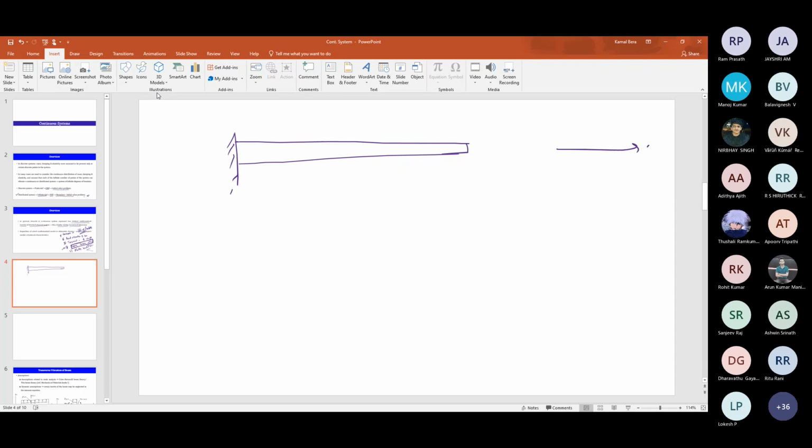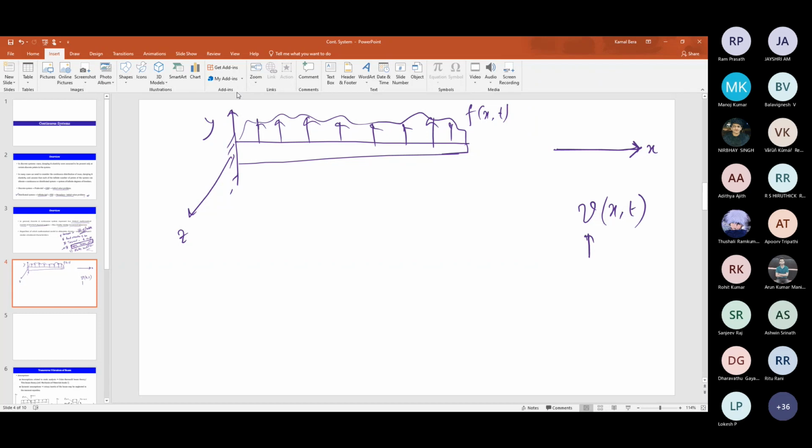This is my x direction, this is my y direction, and this is, let's say, the z direction. It is subjected to some distributed loading f(x,t). This is the x direction. So now x I will use as a coordinate system, right? And I will call this transverse displacement v, which is a function of x and t. Okay, v is the transverse displacement of the beam due to bending actually, right?